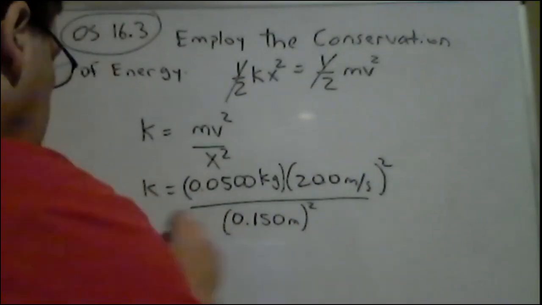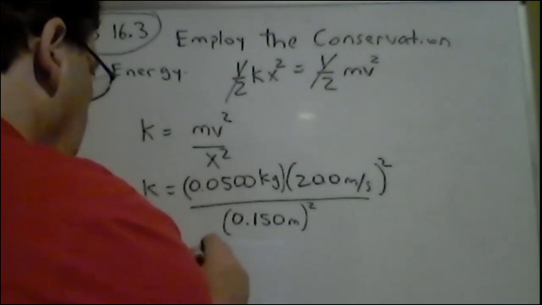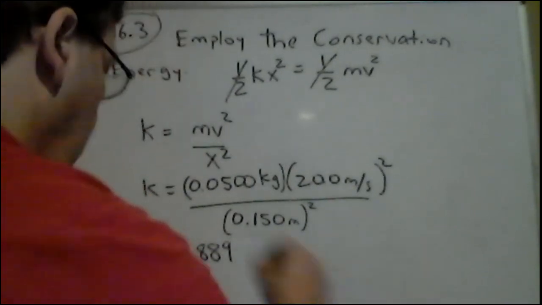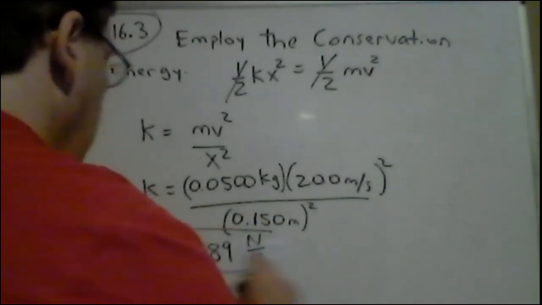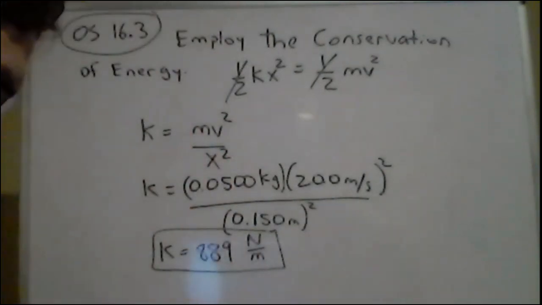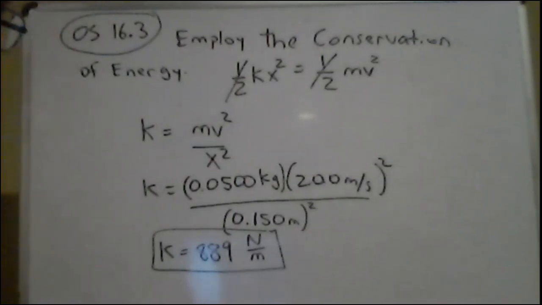And if you do all this, you find out that the spring constant, again, another way to determine the spring constant, is 889, very strong, newtons per meter. It's a very stiff spring. That is the constant that is characteristic of the spring in this particular gun.